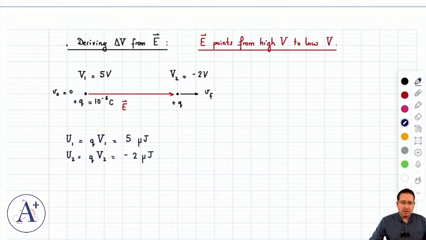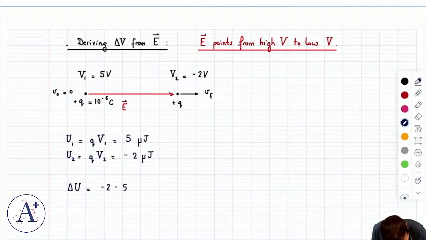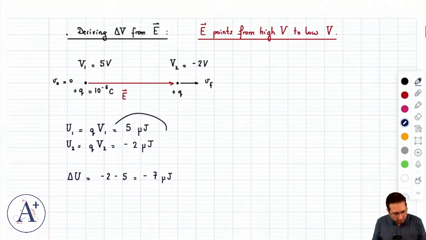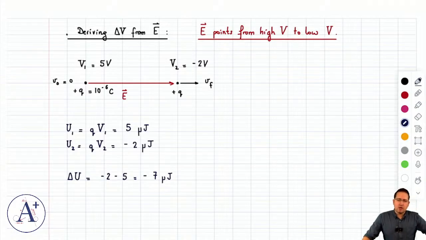Now, something that we have to address right away is the fact that here, delta U, the amount spent, is minus 2 minus 5, which is equal to minus 7 microjoules. So it looks like, if you start out with 5 microjoules, you've overspent your budget. Can you even do that? How can you spend more than you have?